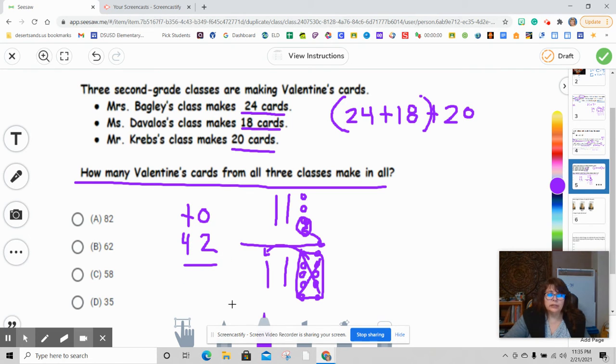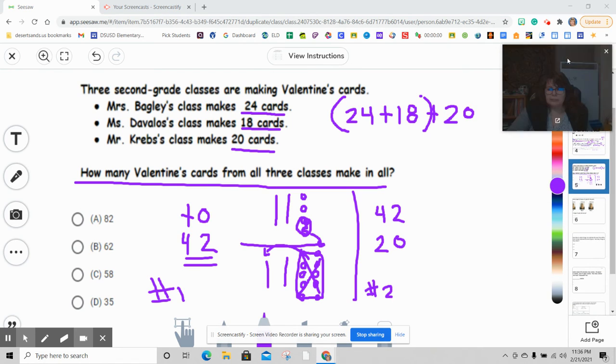Now, is that my answer? No. So now I have to add 20. So let's do now, I can do expanded form now. 42. I'm going to bring this number, my first step, and then now I have to do plus 20, because this is a 2-step. So this is number 1, and this will be number 2. My second step. So now I have 42, so I'm gonna do expanded form for this one.